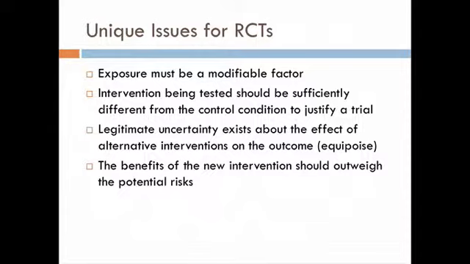There also needs to be legitimate uncertainty about the effect of alternative interventions on the outcome. What this means, and I love this word, is equipoise. You need to have equipoise. You need to have complete uncertainty over whether your intervention will work better than your control. The reason is, if you already know that your intervention works better or works worse, it's unethical to assign people to it, as I was saying with the breastfeeding.